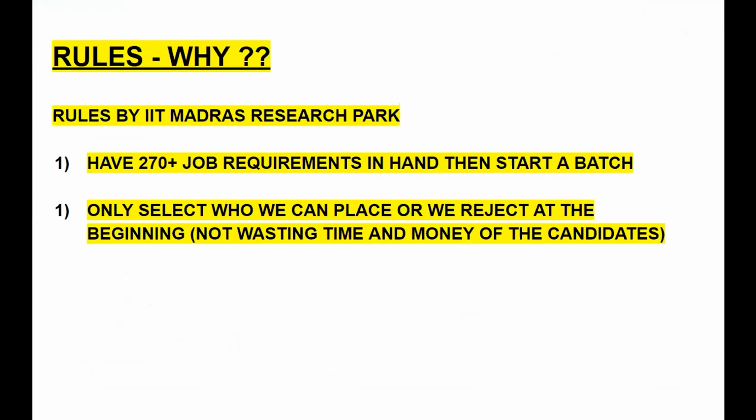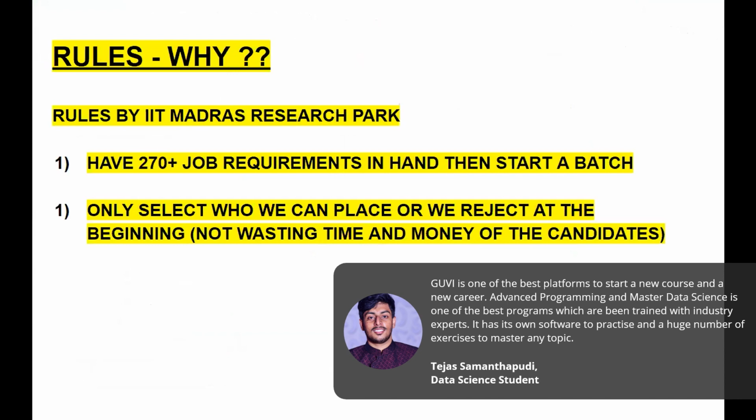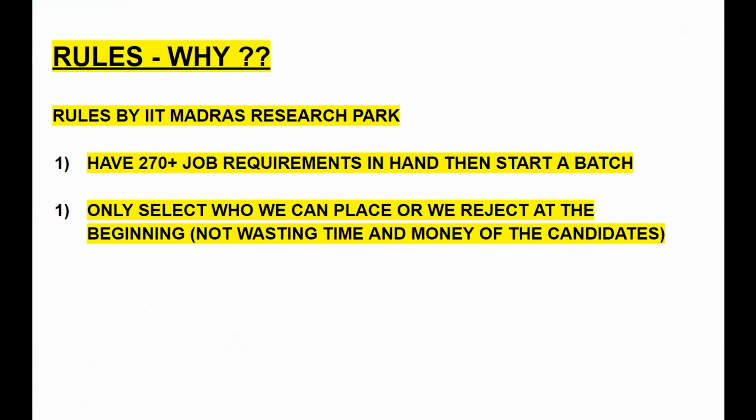also follows this rule. Let's say, for example, before starting off any batch, we need to have around 270 plus job requirements in hand, because once you graduate out of the program, we can place you. That is one major reason that we have this.